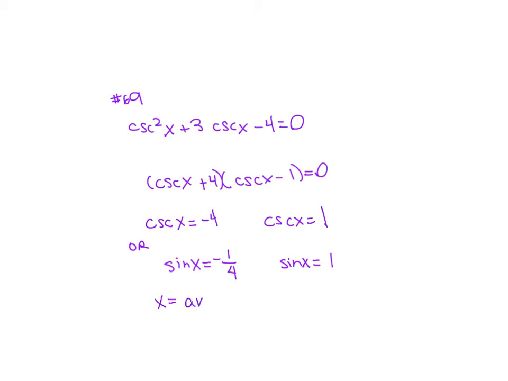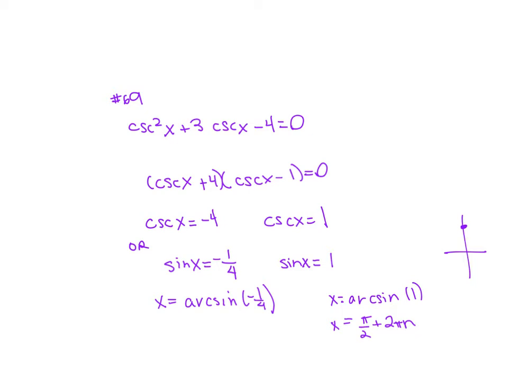So x equals arc sine of -1/4, and then we have x equals arc sine of 1. We know arc sine of 1, when is the y value +1, and that is here at the top. That is at pi over 2. So we can evaluate that. That repeats every 2 pi n, or 2n pi.